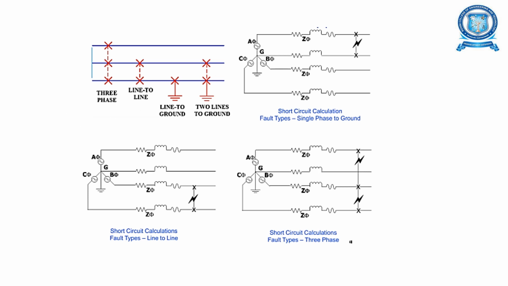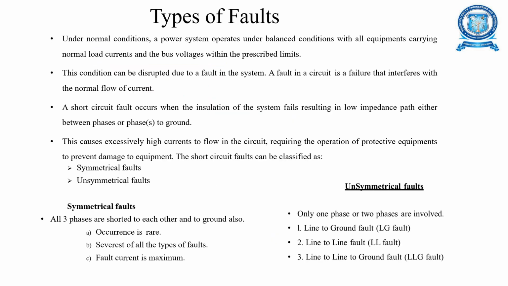So these are the fault conditions: a three-phase fault, line-to-line fault, line-to-ground fault, two-line-to-ground fault, and short circuit calculation. The fault type is a single phase to ground fault, and next is the short circuit calculation. The fault type is line-to-line fault. In the diagram you can see how the line-to-line fault has occurred, and how the three-phase fault has occurred. Short circuit calculations. Next are the types of faults.